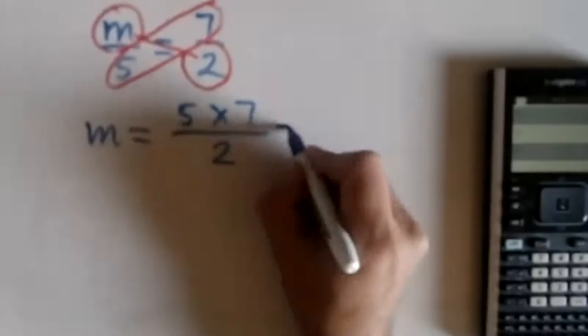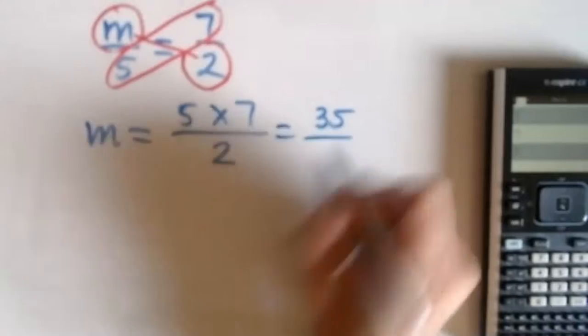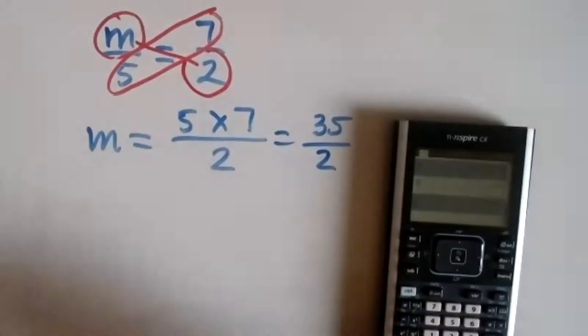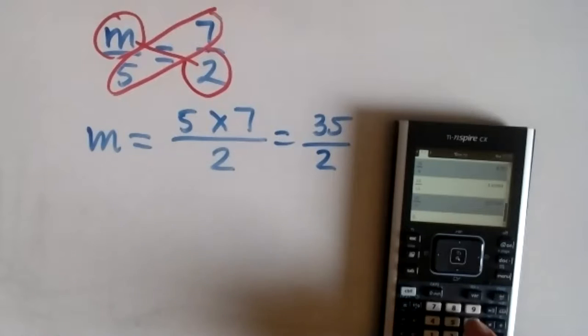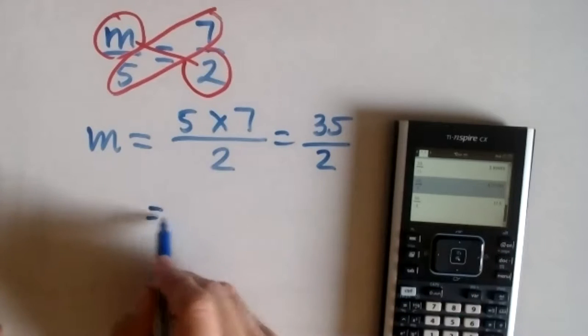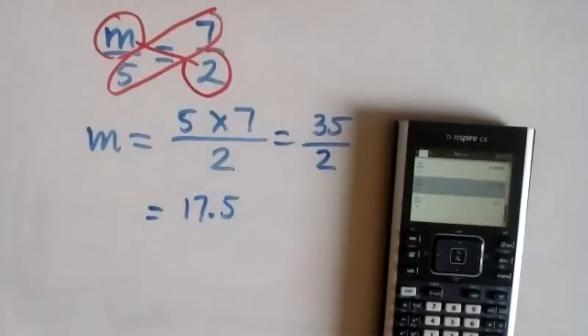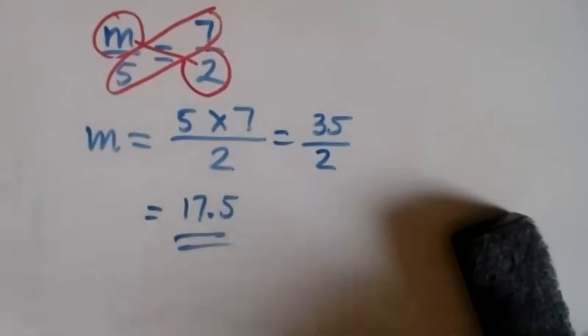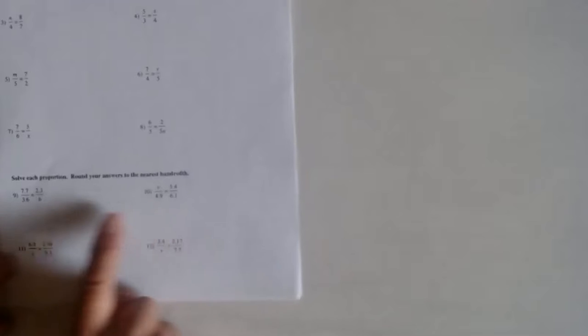5 times 7 is 35 divided by 2. If you have trouble doing this, 35 divided by 2 is 17.5. That's my answer. Not a big deal with these problems. I'm going to model now the ones below the line, correct?